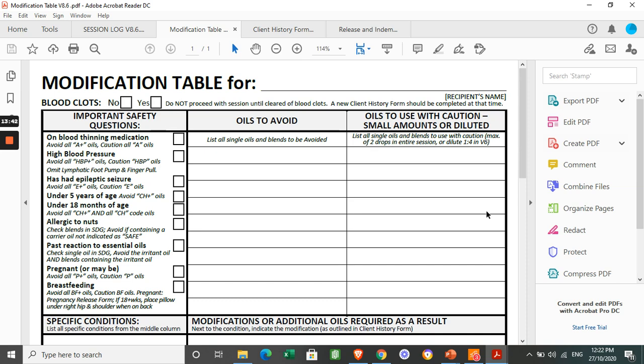All right. The other thing that you can do in raindrop technique and also in Vitaflex technique is dilute the oils into a 5 ml bottle, where you would put 1 drop of essential oil to 4 drops of, say, V6 or carrier oil, depending on what their nut allergy situation was like. All right. I hope that's nice and clear about where we're putting our information for our important safety questions.